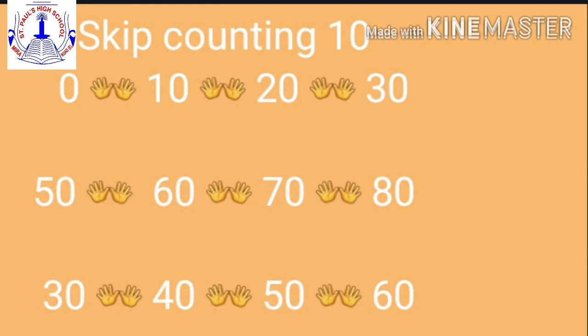Now see down, children. Which is the first number given? 50. So again now you have to use skip counting 10 and write the answer. So in the ones place you have to write 0 as it is. You have to change the number in the tens place. So which number will come now after 5? 6. So you will write 6 in the tens place, children.